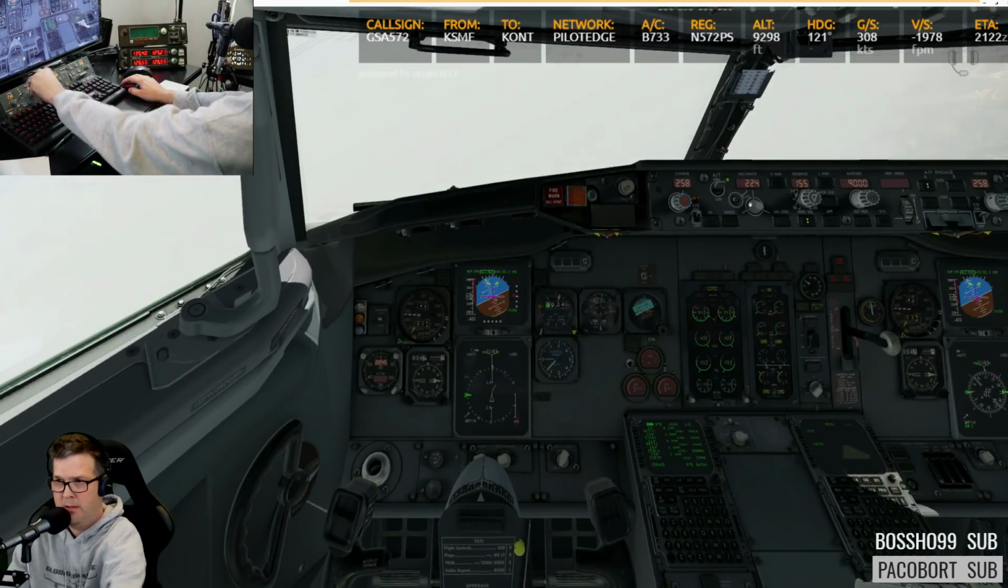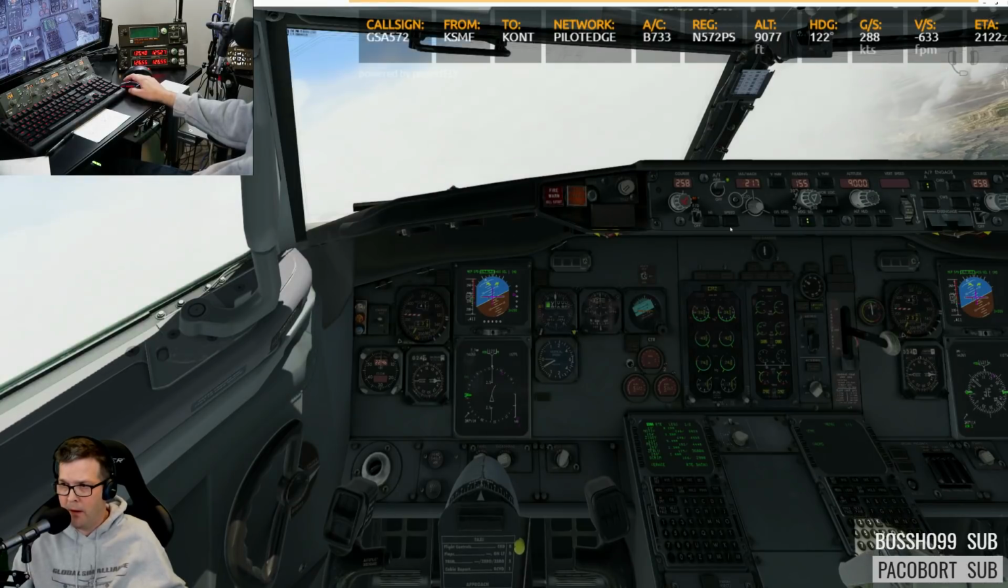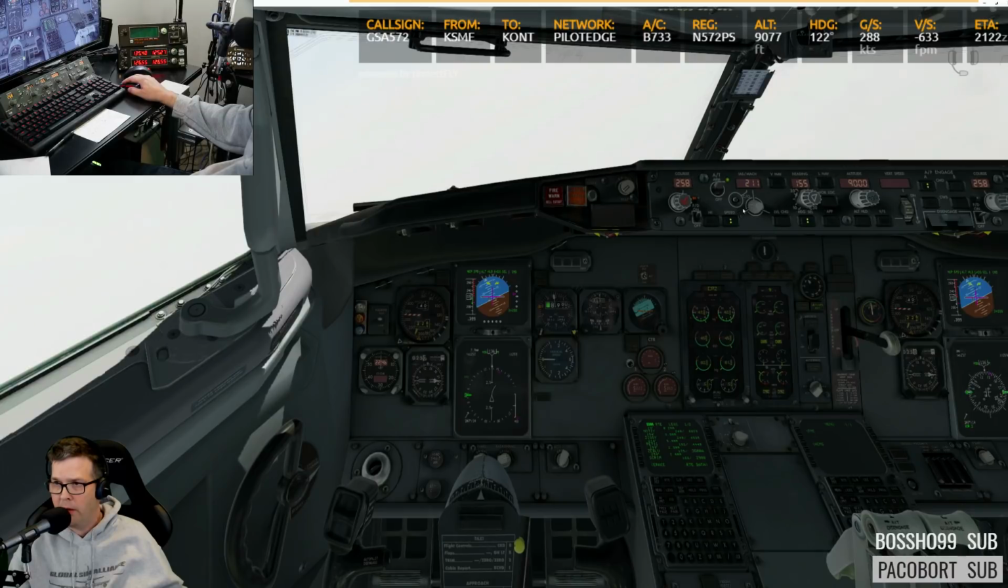It's not letting me bring my speed down any lower than that. Must be the flap setting. Yeah, there we go.